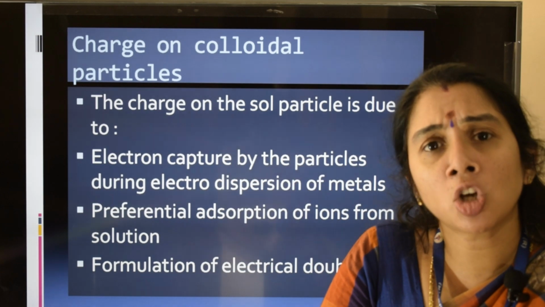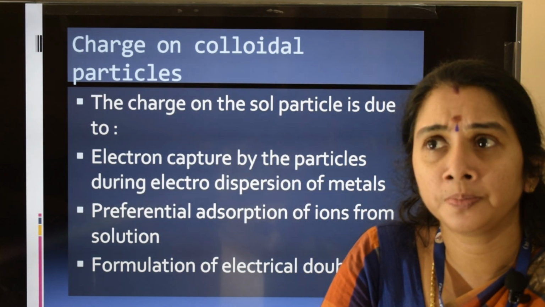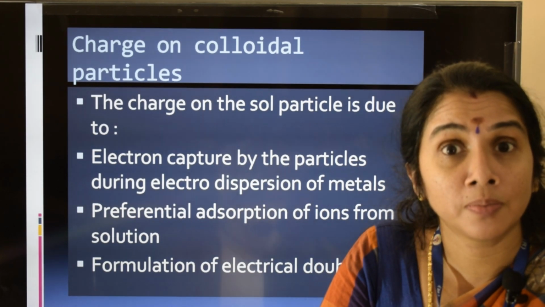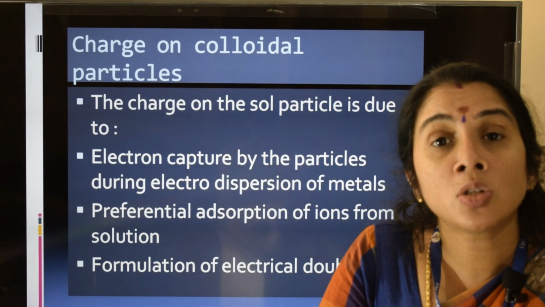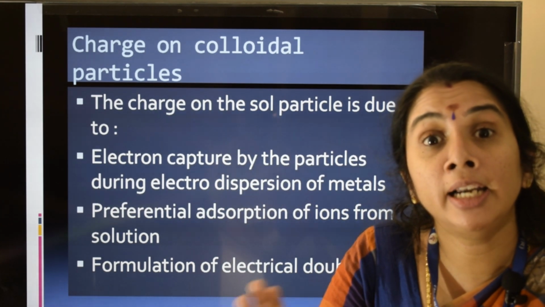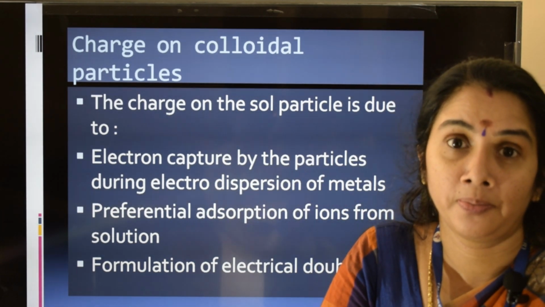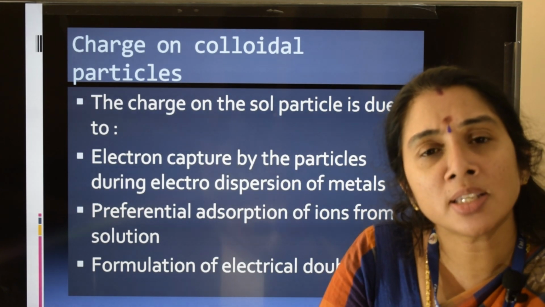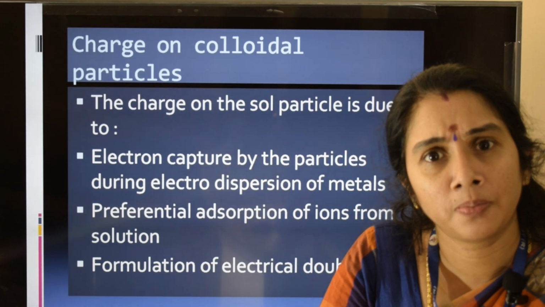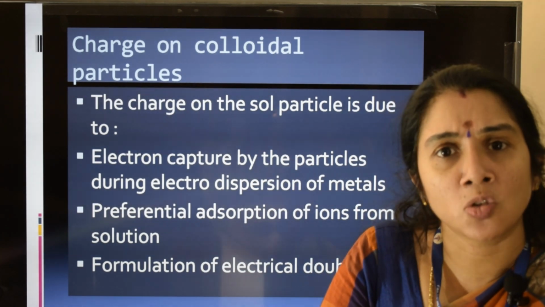Whereas for negatively charged colloids, an example is starch solution. Starch is an example of a negatively charged sol. Similarly, gold sol, platinum sol, all metal sols come under negatively charged colloids. Now, can you just think how these colloidal particles possess the charge? So let us answer this question.